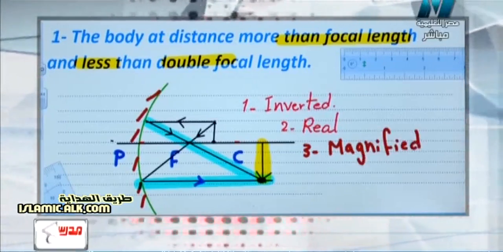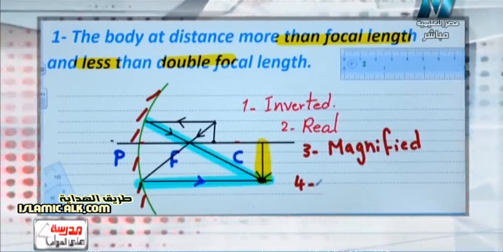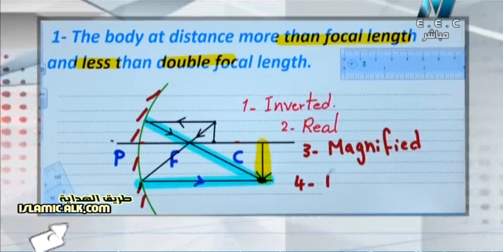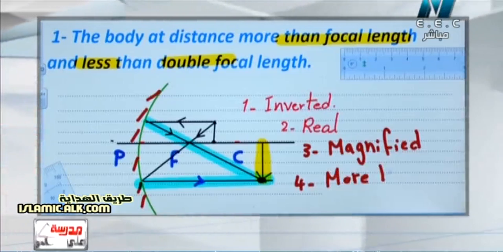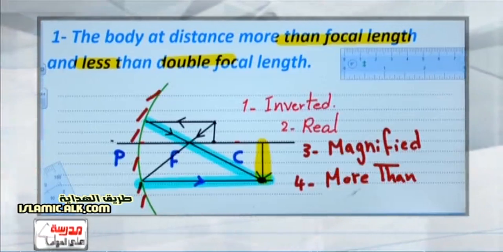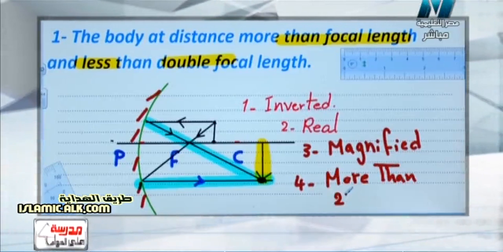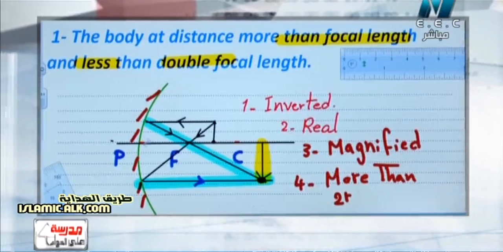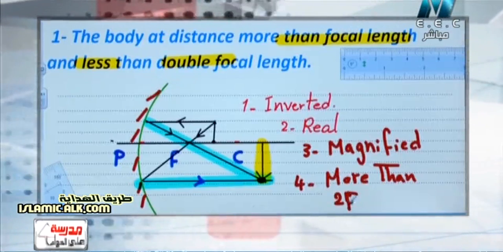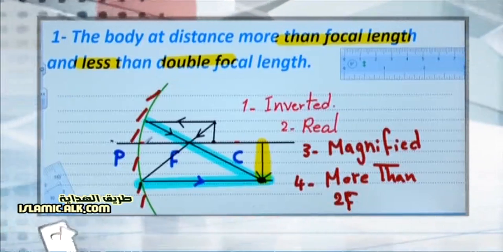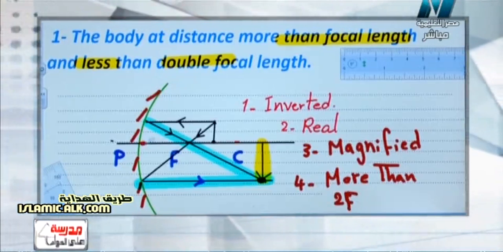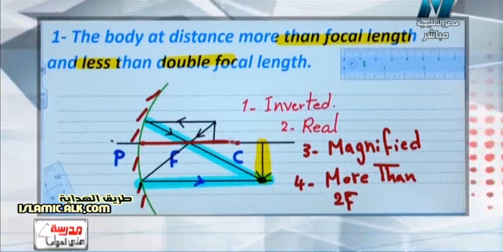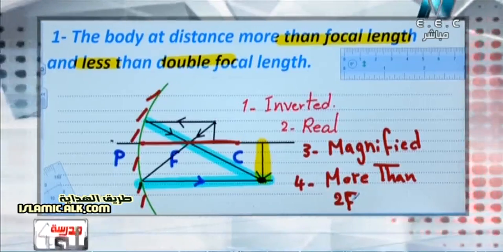Number 4, we will describe its position. Where is it? I say after center of curvature, or more than 2R, meaning beyond 2F, sorry: more than double focal length. Double focal length is not from P to F only; here is one focal length, and from F to C another focal length. So it is more than double focal length or after center of curvature.